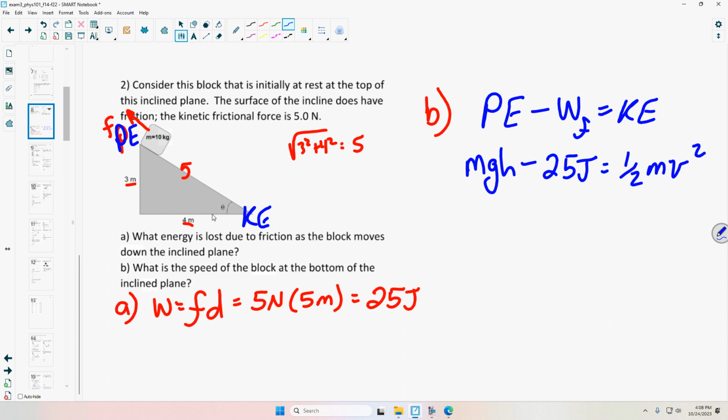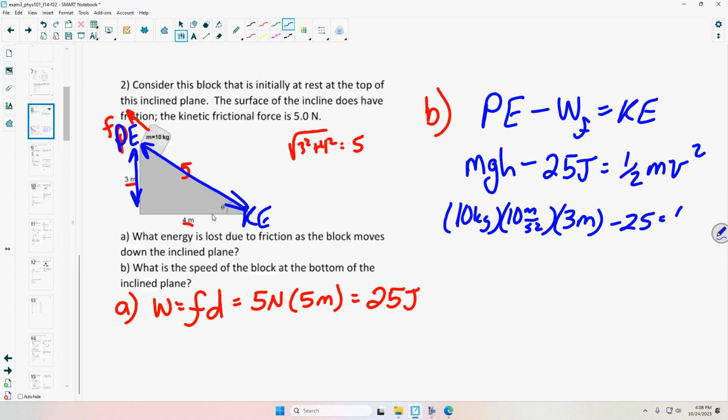So I have to put in the mass here. That's going to be 10 kilograms times g, which is 10 meters per second squared, times h, which is 3 meters. Be careful too with my displacements, right? So the potential energy, this is the distance that's relevant. For the work done by friction, this is the distance that's relevant. Minus 25 is equal to 1/2 of 10 times v squared, and then you solve for v squared. So that's 300 minus 25 is 275, divided by 5 is 55, equals v squared. And so it's the square root of that, whatever that is, 7 point something.